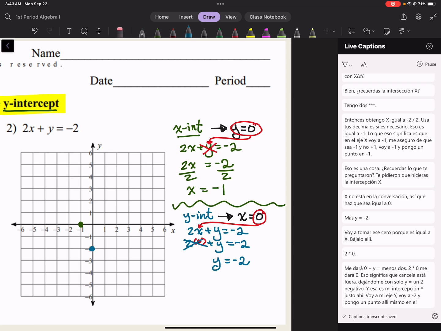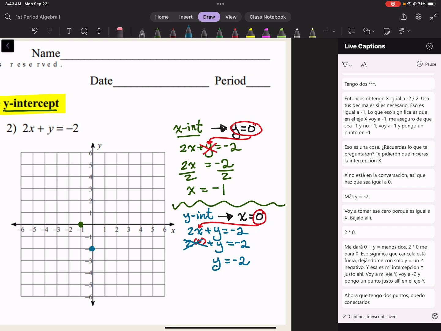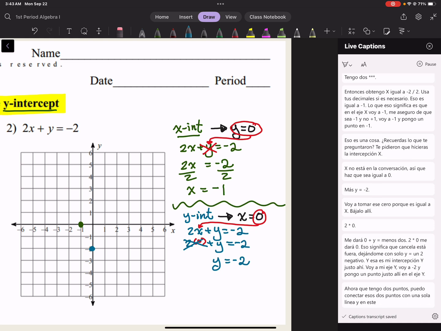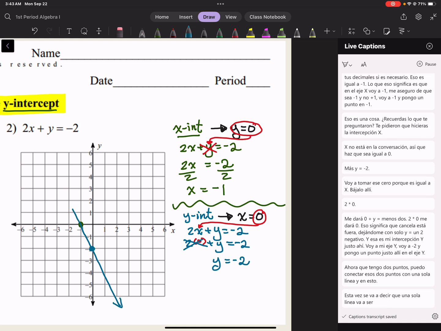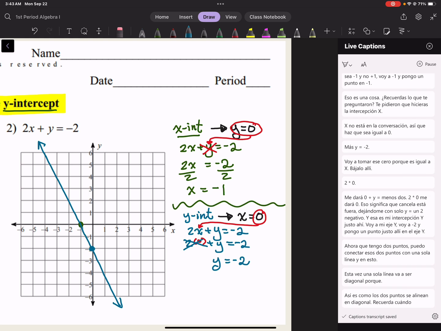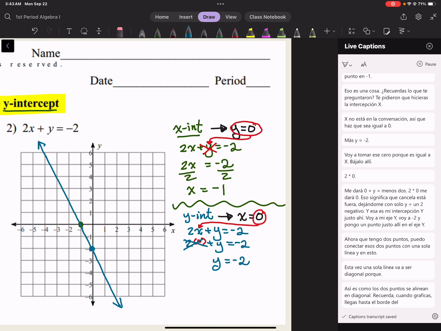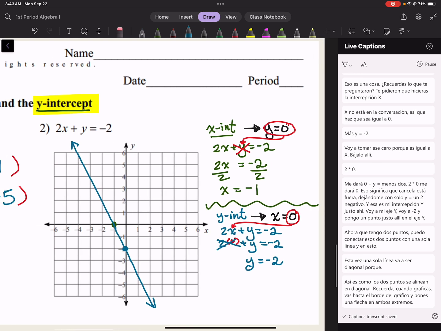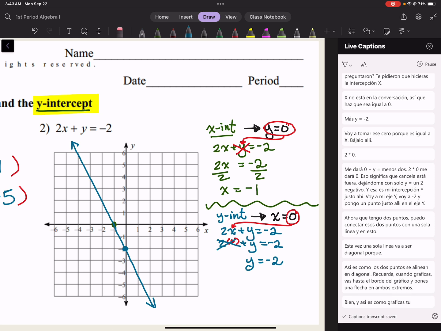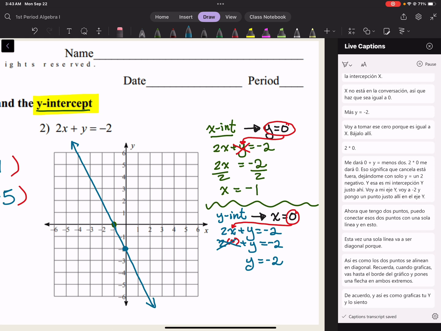Now that I have 2 points, I can connect those 2 points with one single line. And this time, that one single line is going to be diagonal because that's how the 2 points are lined up. Remember, when you graph, you go all the way to the edge of the graph and put an arrow at both ends. Okay, and that is how you graph your standard form using the x-intercept and y-intercept.